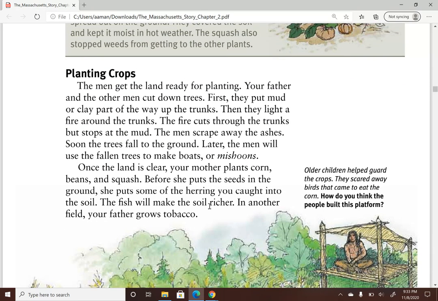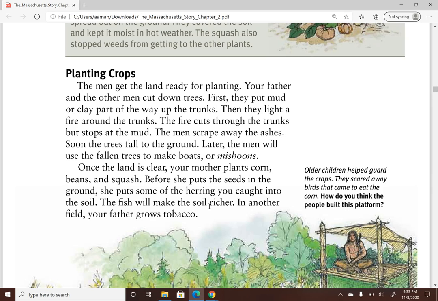Planting crops. The men get the land ready for planting. Your father and the other men cut down trees. First, they put mud or clay part of the way up the trunks. Then they light a fire around the trunks. The fire cuts through the trunks but stops at the mud. The men scrape away the ashes. Soon the trees fall to the ground. Later, the men will use the fallen trees to make boats or machines.